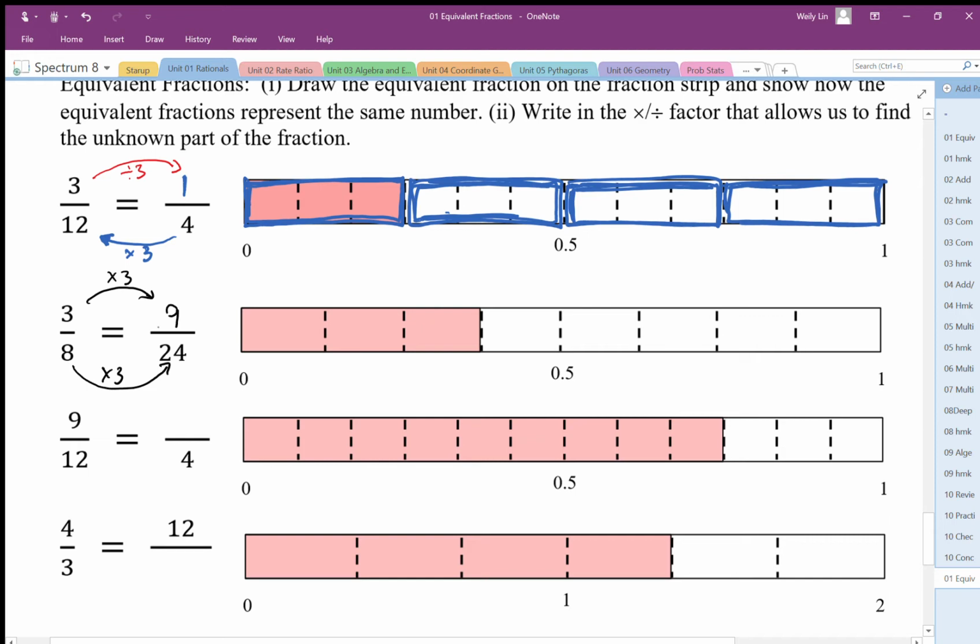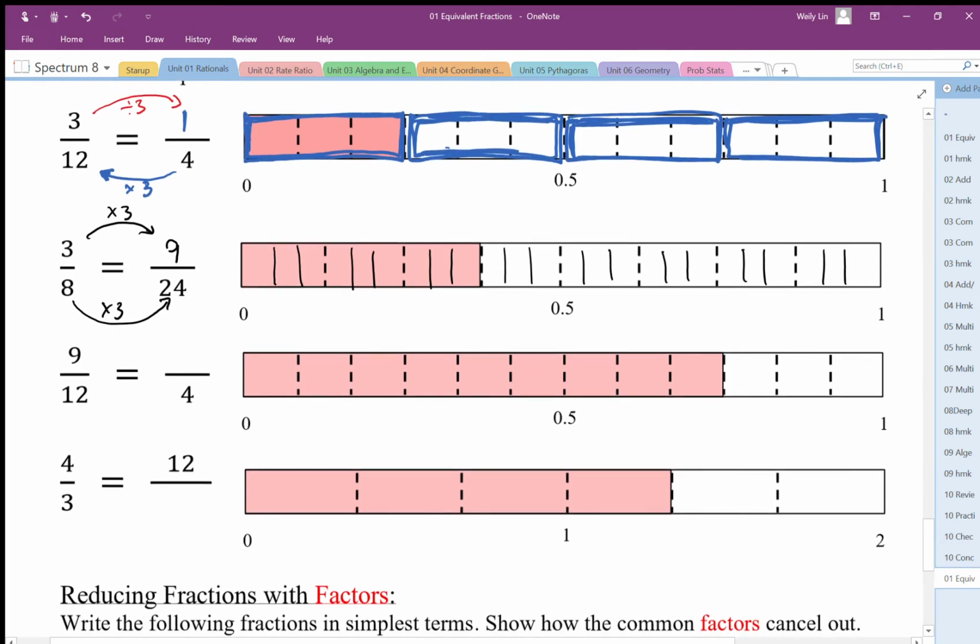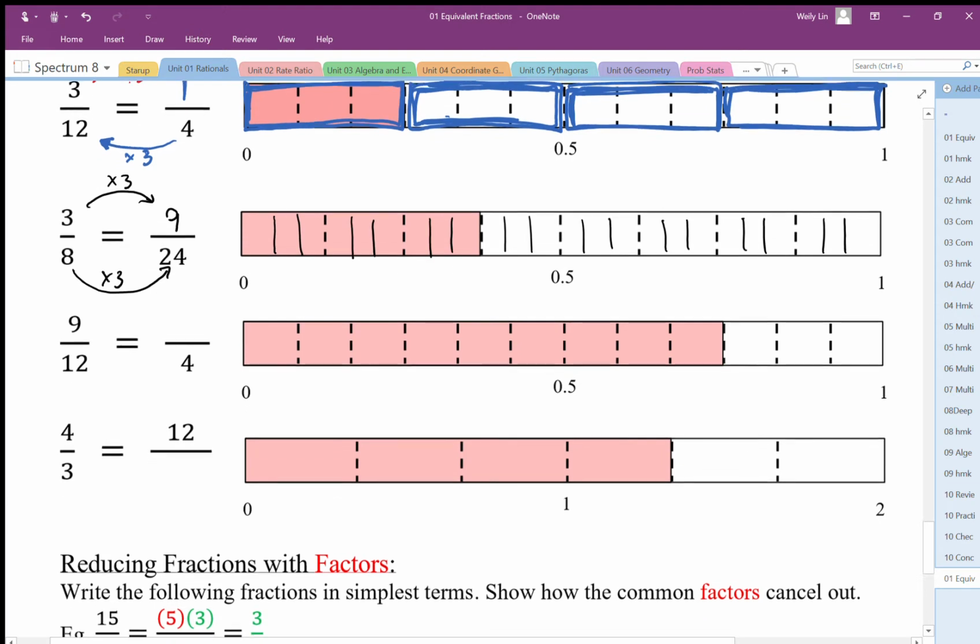Now try to understand how that times 3 shows up. I have 3 pieces out of 8 parts in the whole. I want to make it 9/24. Well, that times 3 is in fact doing groups of 3 for my parts. So I have my 9 parts, and if I do groups of 3 for the whole, I end up with 24 parts that make up my whole.